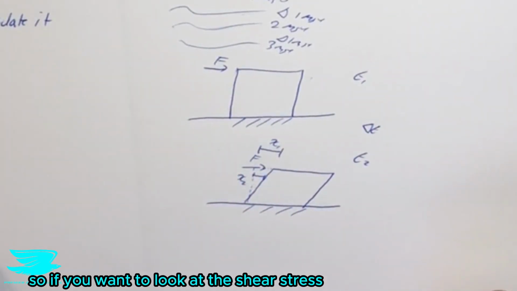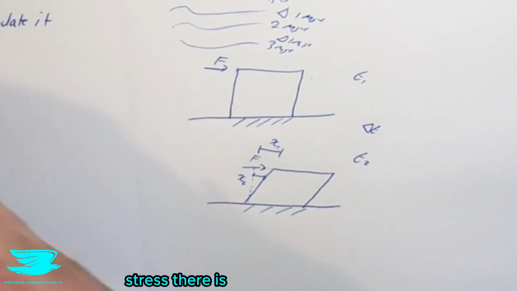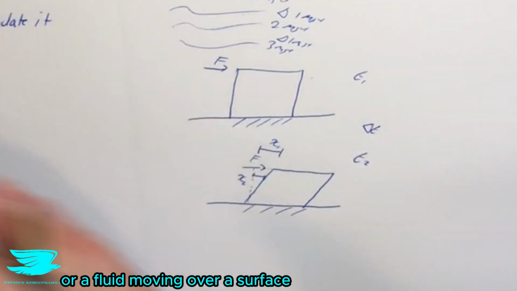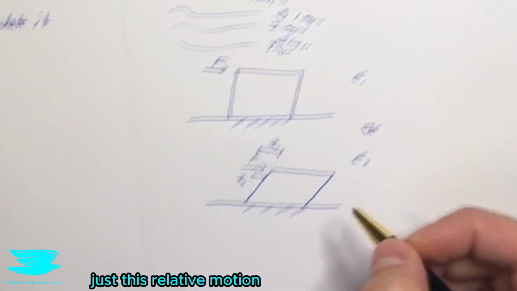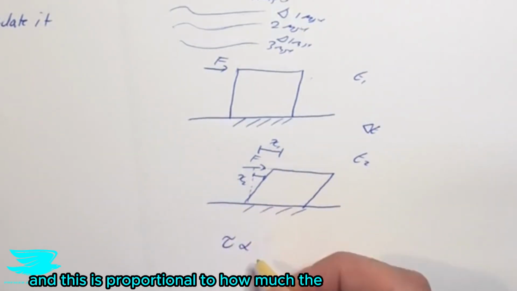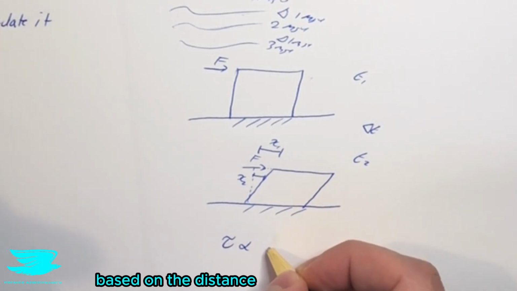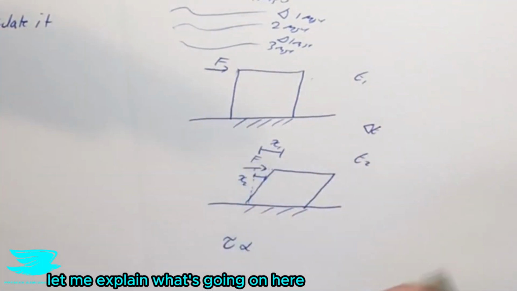So if we were to look at the shear stress, shear stress just tells us how much stress there is when we have fluids moving over each other or fluid moving over a surface, just this relative motion. We use the Greek letter tau, and this is proportional to how much the velocity has changed based on the distance between these two layers. So let me explain what's going on here.